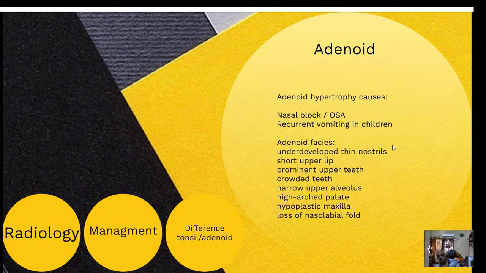The classic adenoid faces include underdeveloped thin nostrils, shortened upper lip, prominent upper teeth, crowding of the teeth, narrow upper alveolus, high arched palate, hypoplastic maxilla, loss of nasolabial fold, and an idiotic look. This is a commonly asked short note and commonly asked oral question. So adenoid faces you need to note it down.